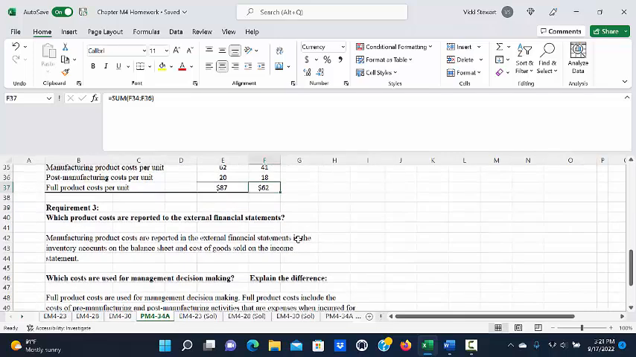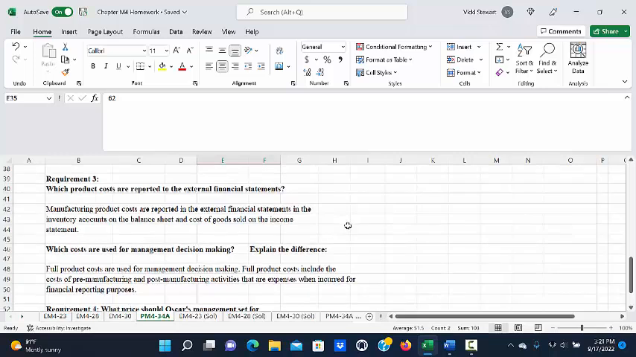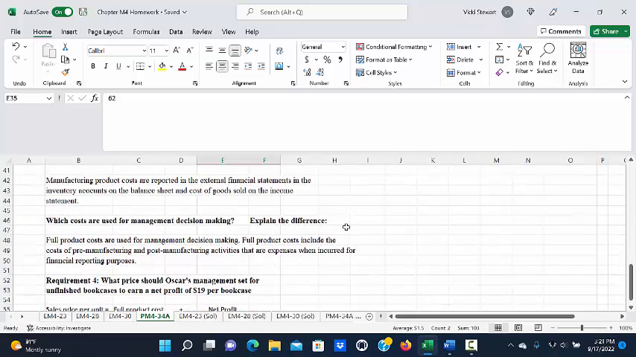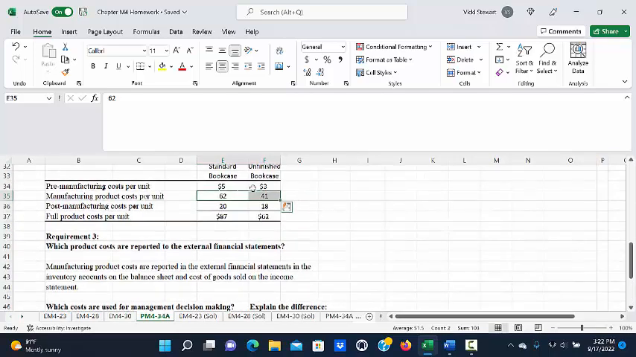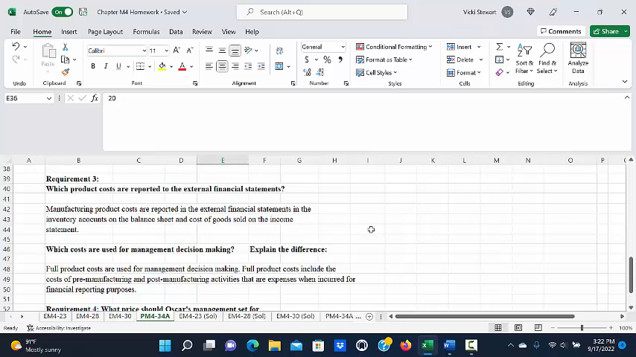In part 3 it says which product costs are reported to the external financial statements. So if you remember, only the manufacturing product costs are included in inventory on the balance sheet and cost of goods sold on the income statement. So only these costs would be included that would go out to the users of the financial statements. But then it asks which costs are used for management decision making. Well, full product costs would be used for management decision making, and those would include both those pre and post manufacturing activities that are expensed when they're incurred. So those are just going to be the period cost.